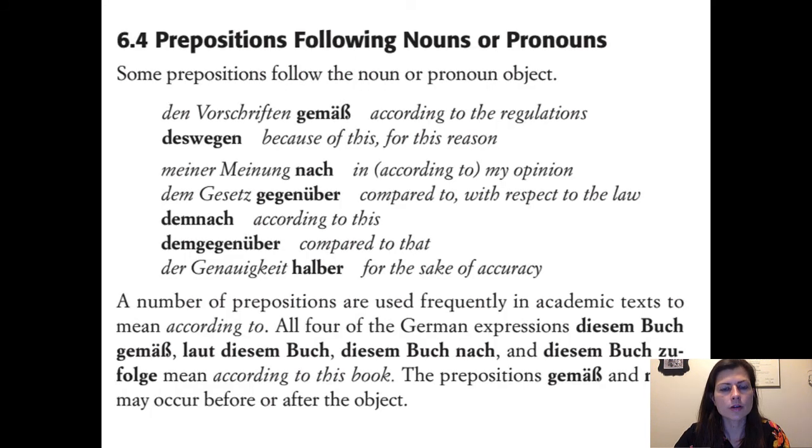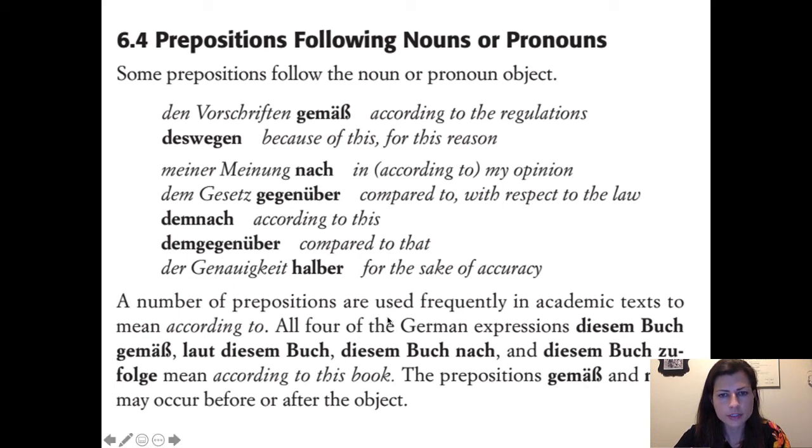Okay, and then some of the prepositions actually come after their object. It's like in English, a year ago. So a few of these can do that. And so review these. If you don't remember, these are some of the fancy ones.